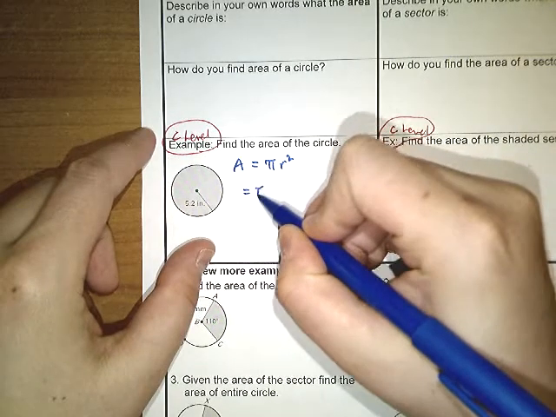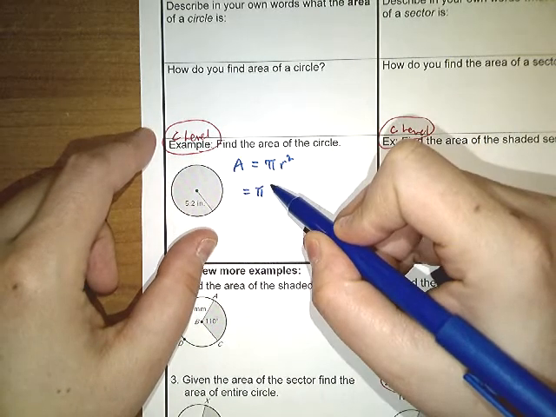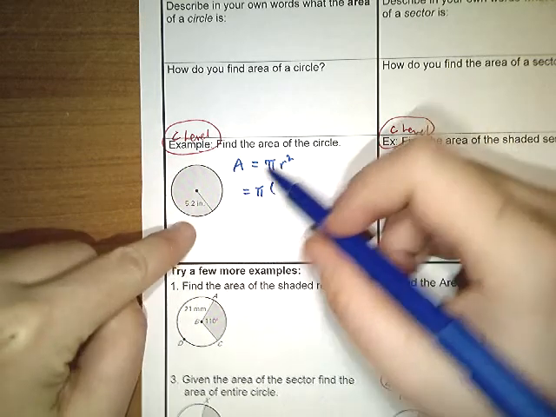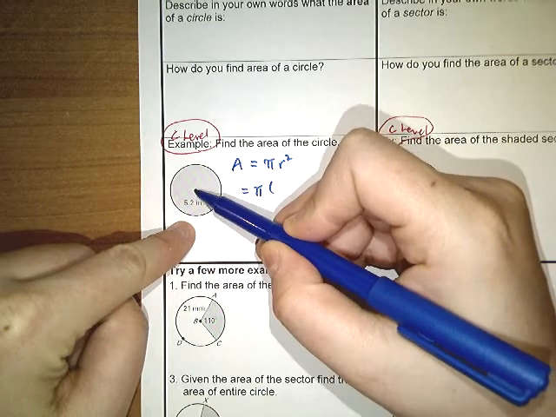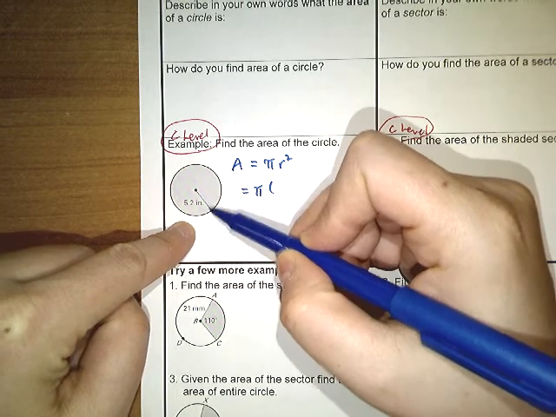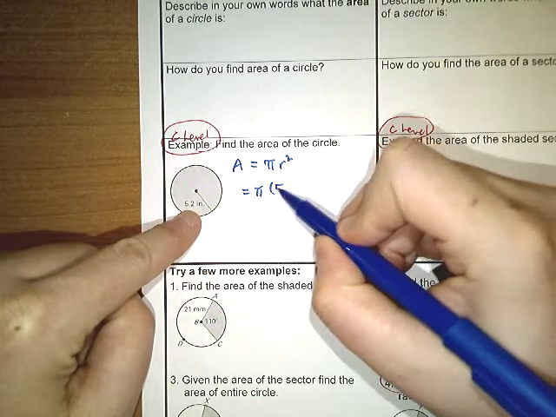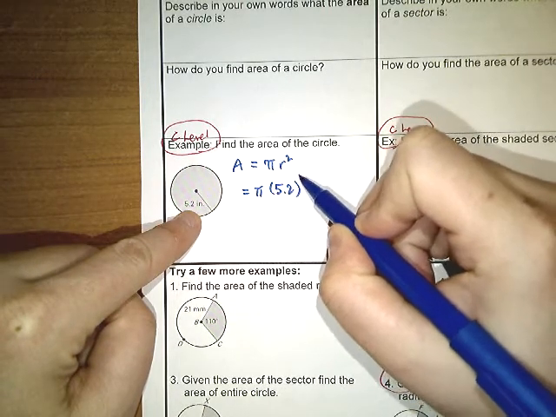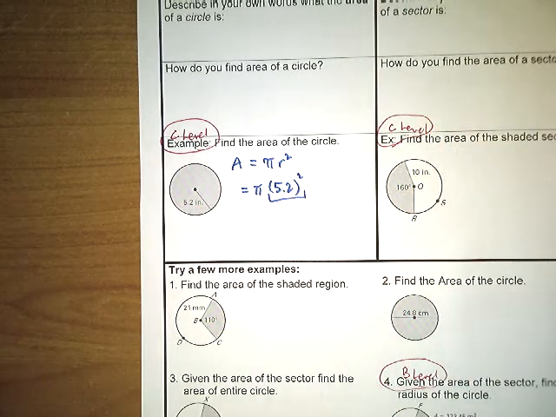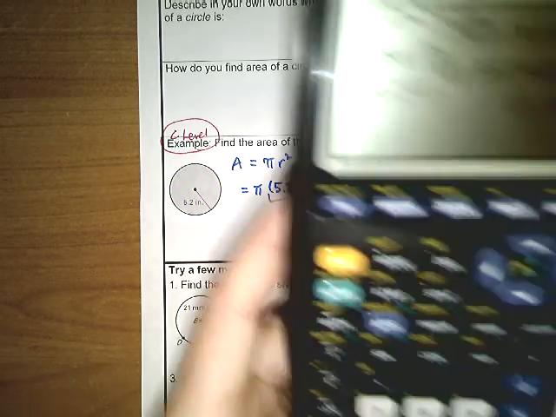All right, so we have our pi. Again, we're using our pi button on our calculator, not an approximation like 3.14. No, no, no. Our radius is clearly labeled here. The radius is the distance from the center of the circle to the outside edge. It's essentially halfway across the circle in length, so that's 5.2. So I'm going to go ahead and square this first. I always do things in separate keystrokes. So first I square my 5.2.